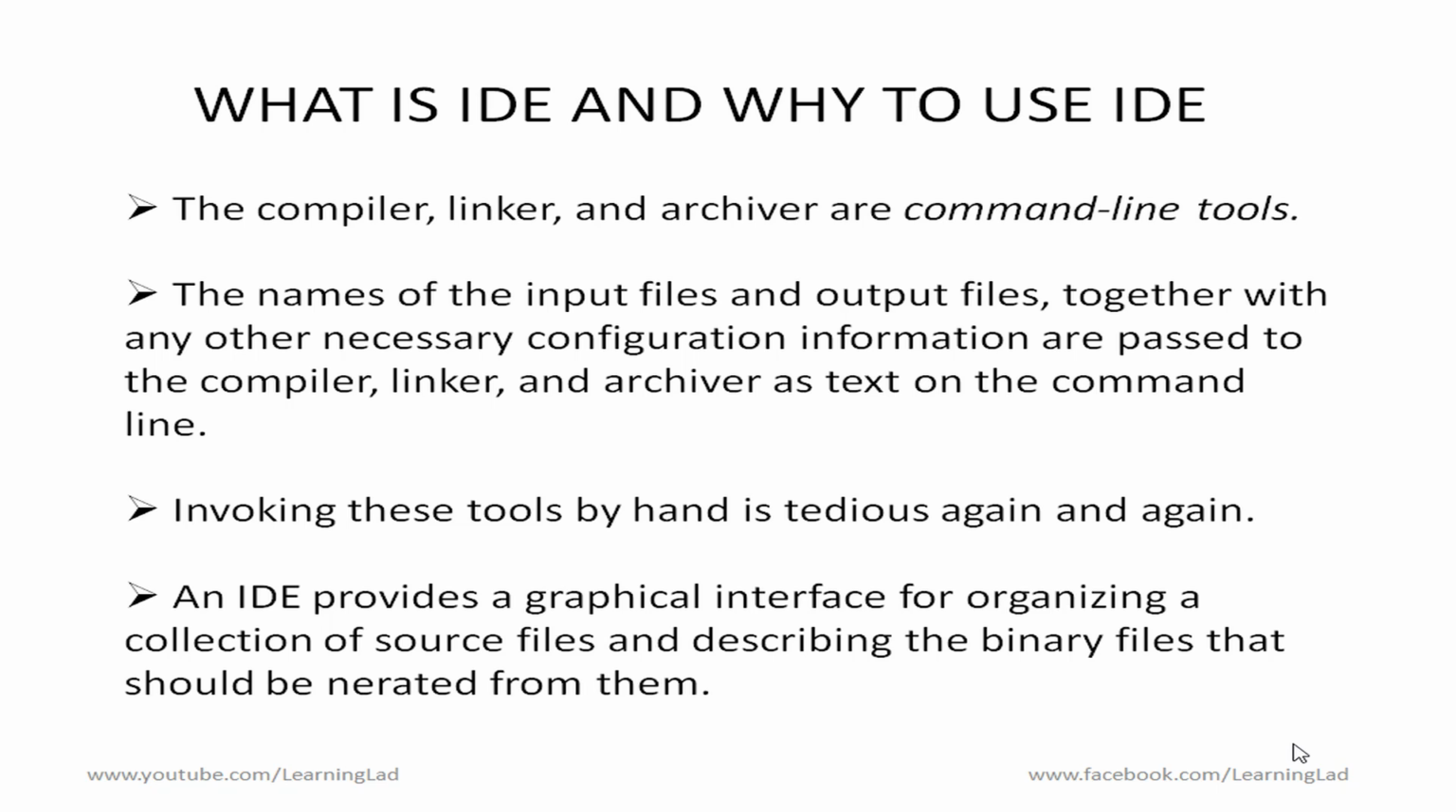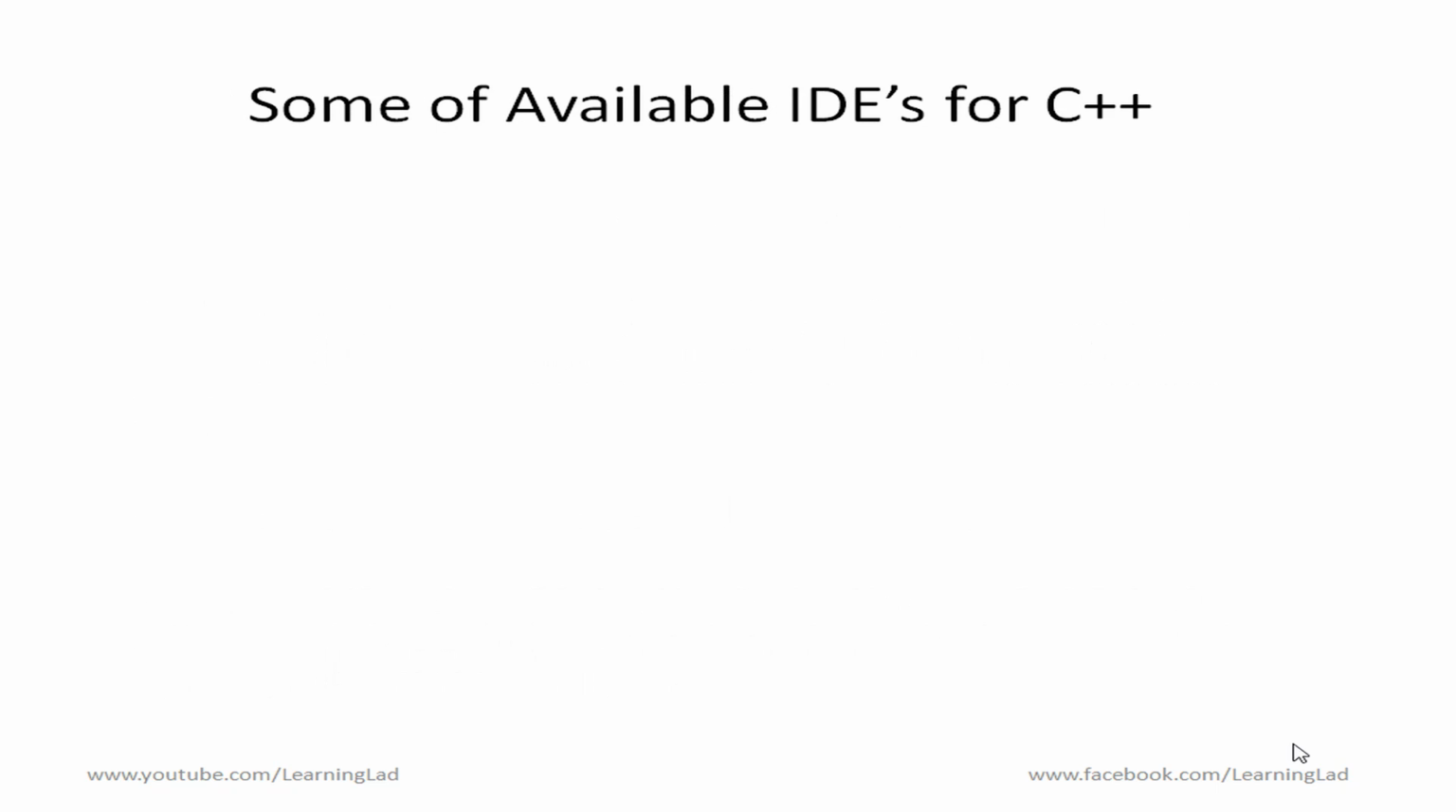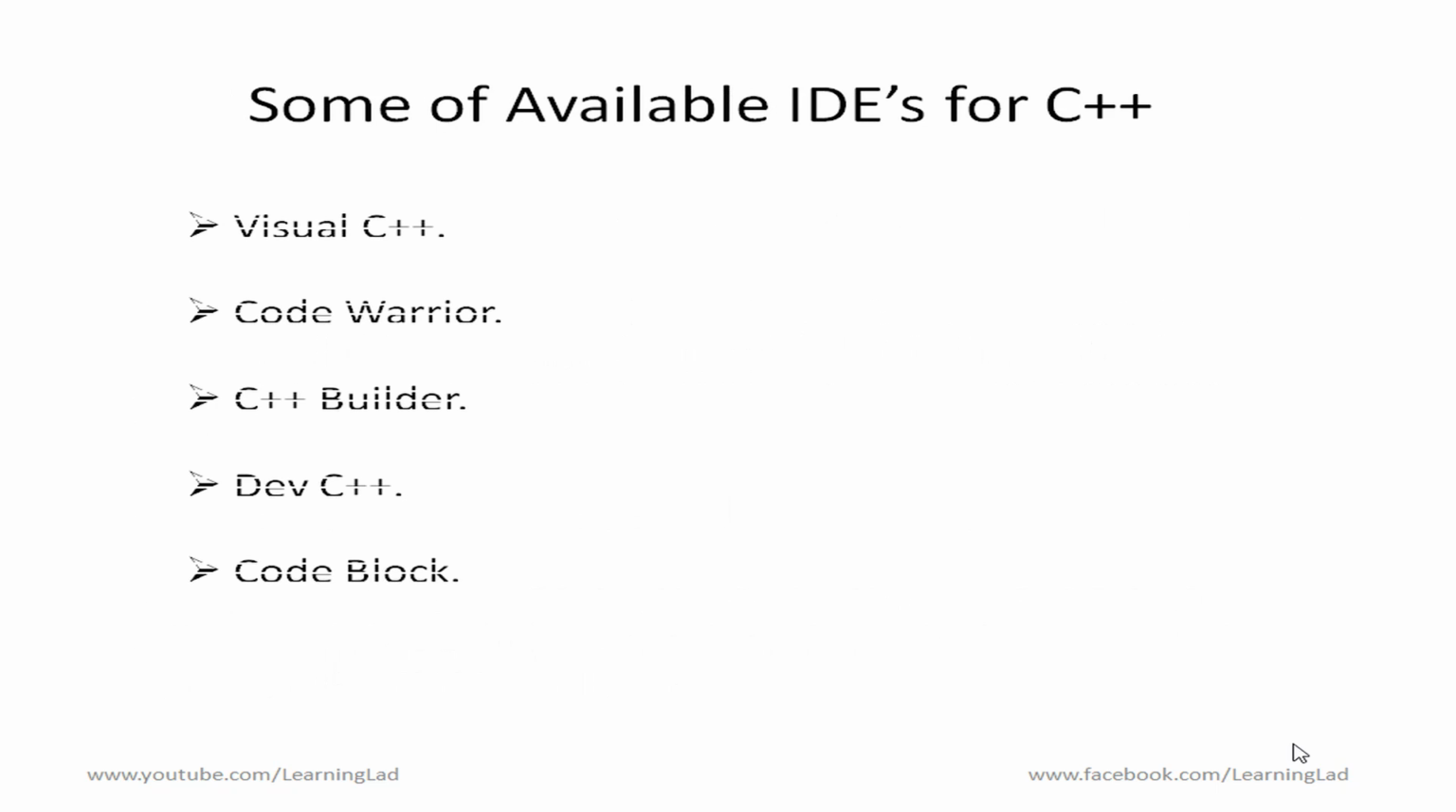An IDE provides a graphical interface for organizing a collection of source files and describing the binary files that should be generated from them. So we just need to click some buttons in the IDE, the graphical user interface, and then the specific compilers, linkers, archivers, and all those things are called automatically, and we'll get the application. Okay, some available IDEs for C++ are Visual C++, CodeWarrior, C++ Builder, Dev-C++, Code::Blocks, and many others. So we're gonna use the Code::Blocks IDE in our upcoming videos, because Code::Blocks is available for all the platforms, Windows, Mac, Linux, and also it's very simple to set up.